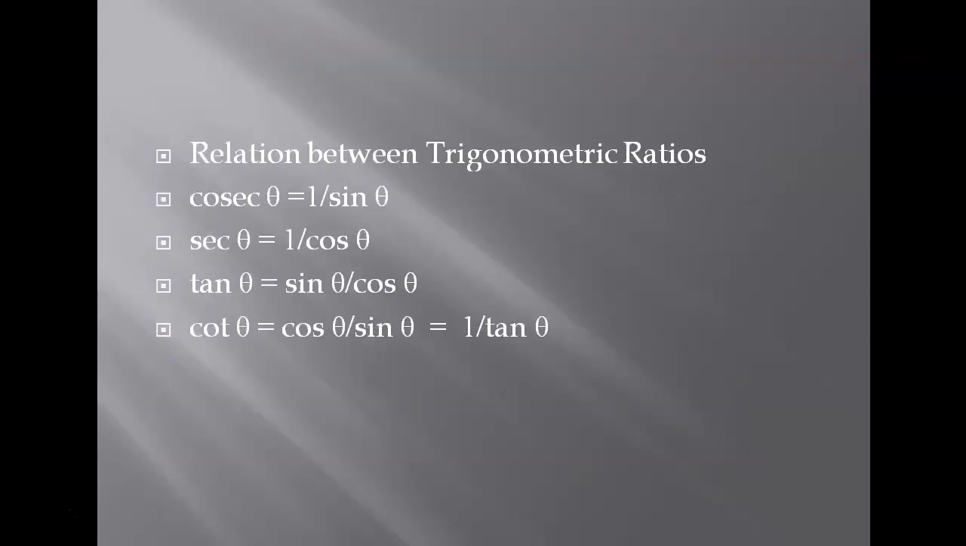Here I show the relation between trigonometric ratios. I already told you cosecant theta is the reciprocal of sine. So in place of cosecant theta, we can write 1 upon sine theta also. Next, secant theta is also known as 1 upon cos theta. Tan theta we can write as sine theta upon cos theta also. This is the formula for it. Next, cot theta is the reciprocal of tan theta. So it will be cos theta upon sine theta. And we can write 1 upon tan theta. These are some formulas related to trigonometry.